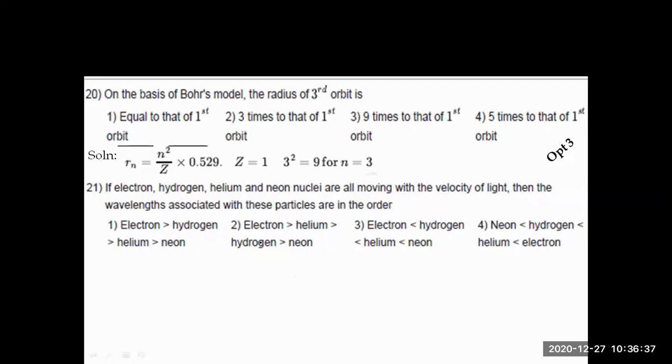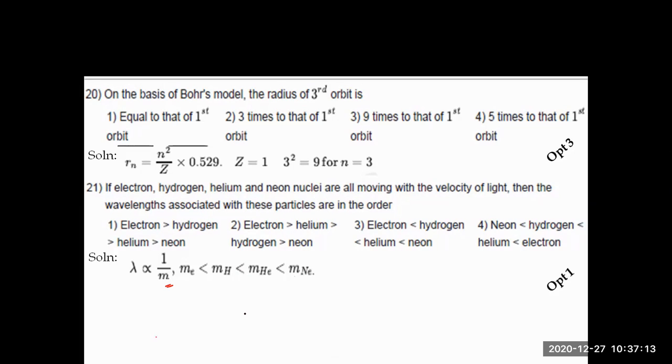Wavelength is inversely proportional to mass of the particle. As mass of the particle increases, wavelength decreases. So can you tell me now? What is the option answer? Option 1. Because electron has lowest mass, so it will have highest wavelength than hydrogen. Helium has more mass, atomic number 2, neon atomic number 10. So lambda, wavelength, is inversely proportional to mass of the particle. We know mass of electron is less than hydrogen, that of helium, and is less than neon.